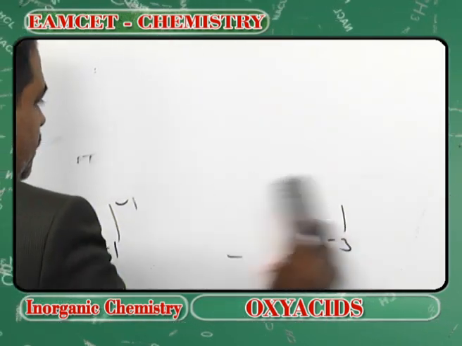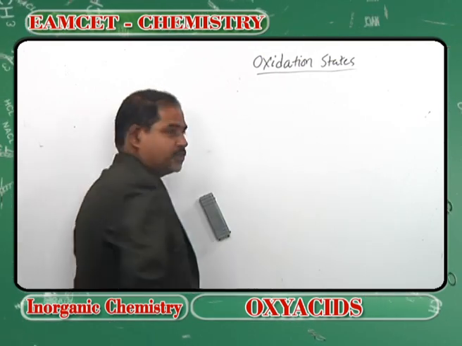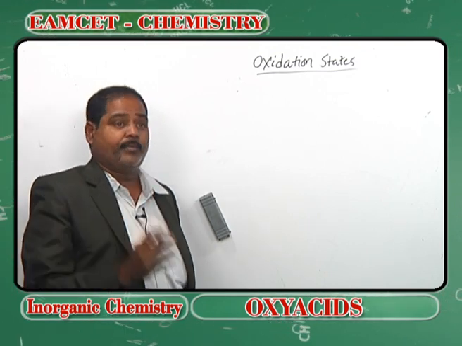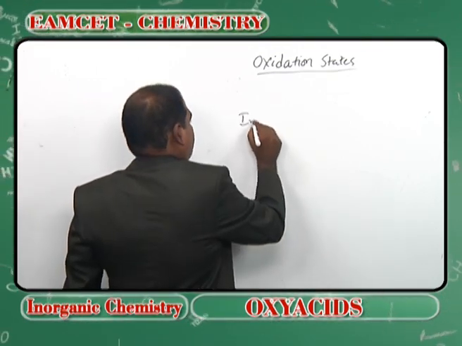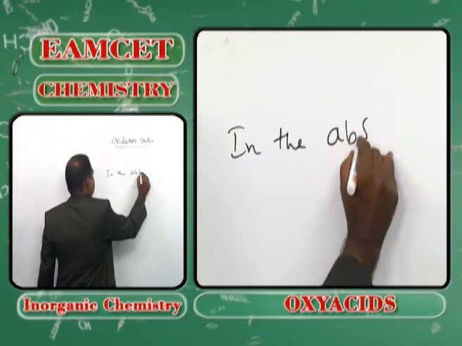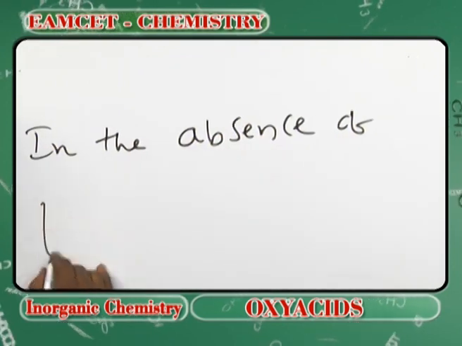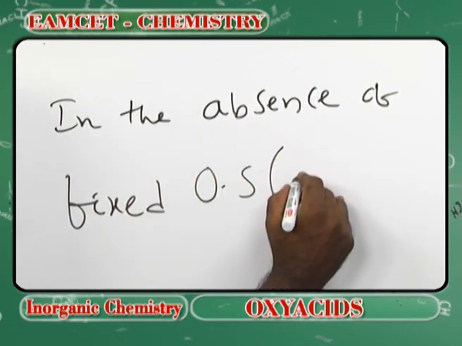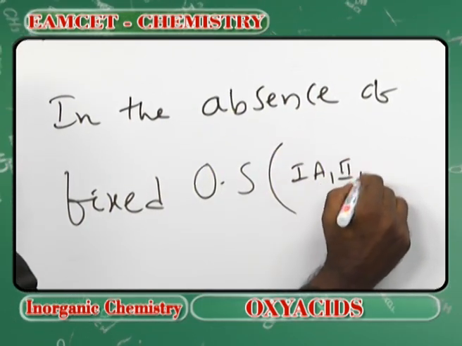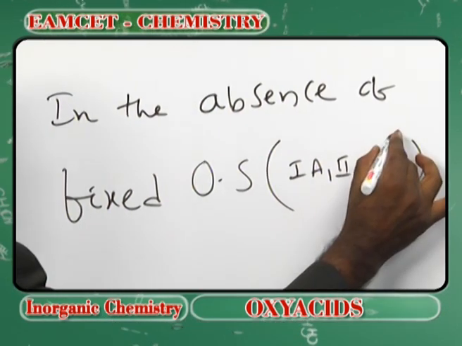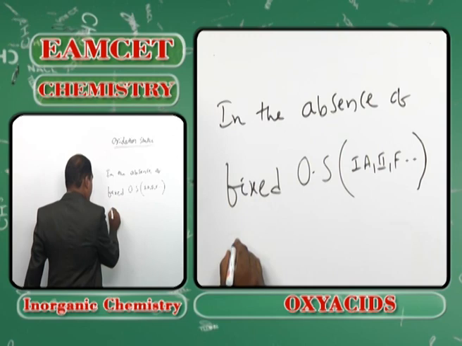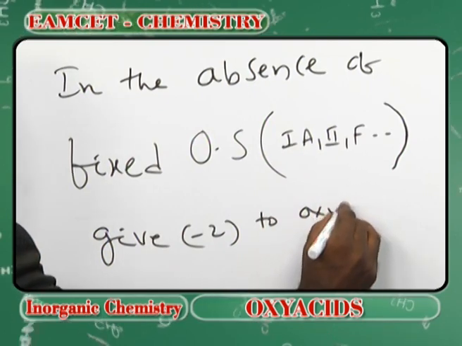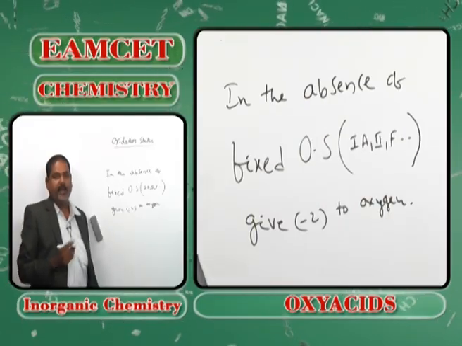There are very interesting uses of oxidation states, which I will tell you a little later. Oxidation states are very, very important. So, in the absence of fixed oxidation state, who are they? Fixed oxidation states: 1A, 2A, fluorine and a few others. In the absence of fixed oxidation states, you try and give minus 2 to oxygen. It is only a trial and error.